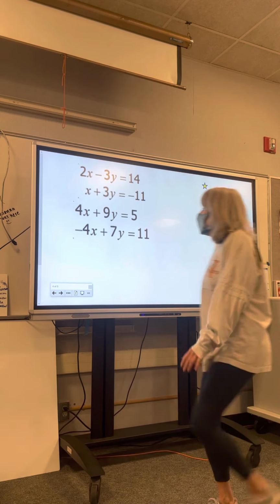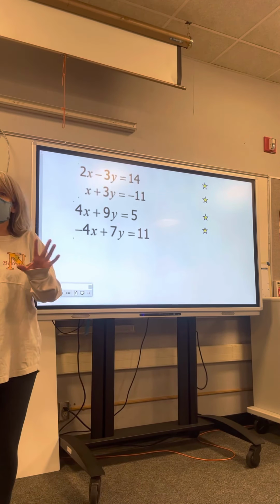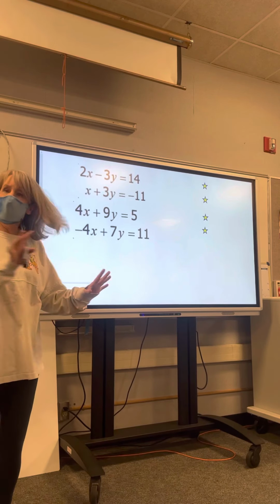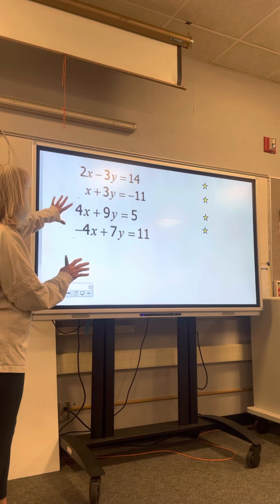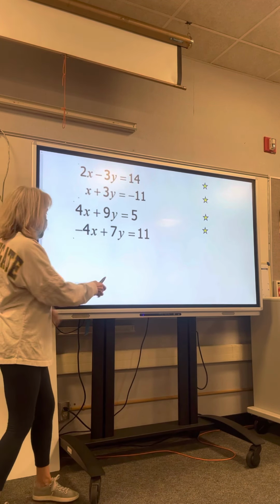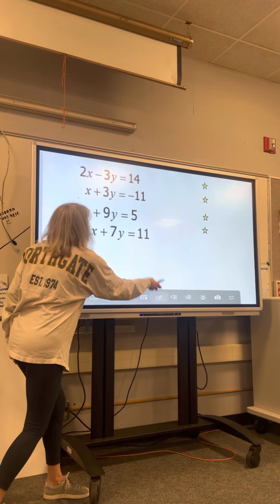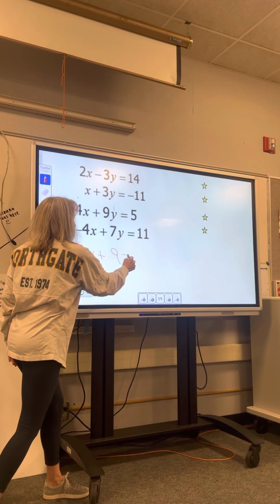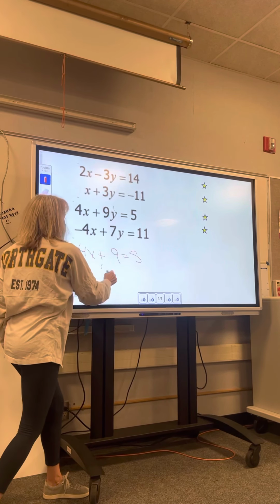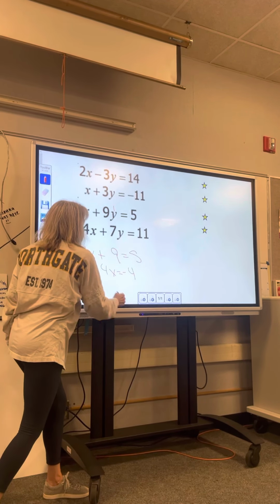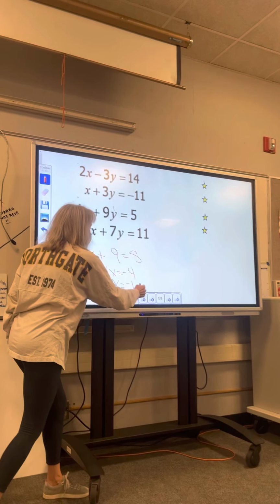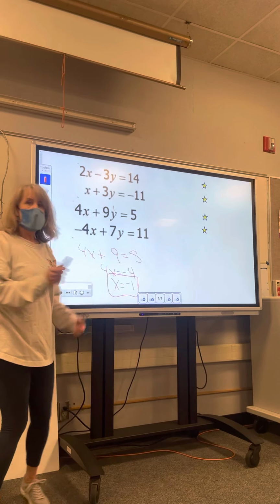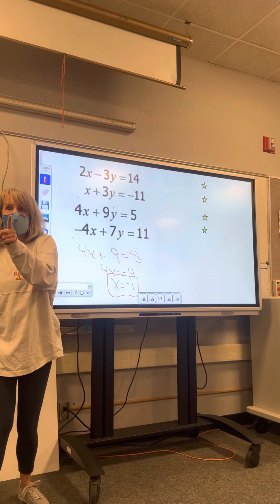Did we end up with y equals 1? Yes. And I'm going to plug it in right here. 4x plus 9 equals 5. 4x equals negative 4. X equals, and you get negative 1? Yeah. Okay. Next example.